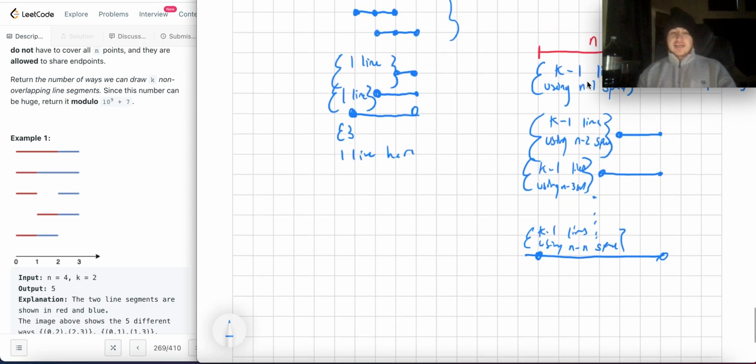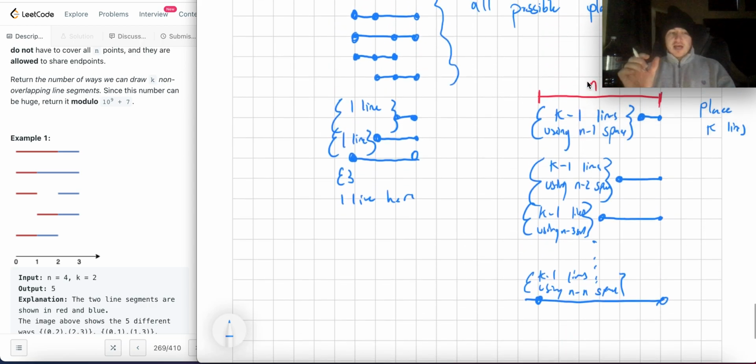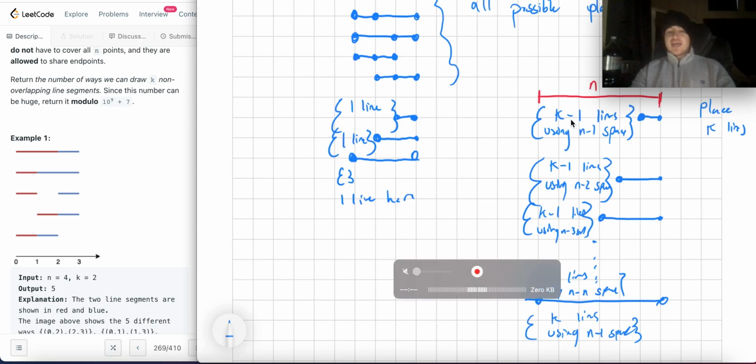Now, there's one more thing I can do, right? I don't actually have to fill up all the space. So what I can also do is not fill up the space at all and fill up k lines using n minus 1 space. Right, so either I use a line of length 1, so I have k minus 1 lines left and n minus 1 space left to fill. I could use a line that's length 2, so I have k minus 1 lines left that I have to place using n minus 2 space, n minus 3, n minus 4, all the way up to n.